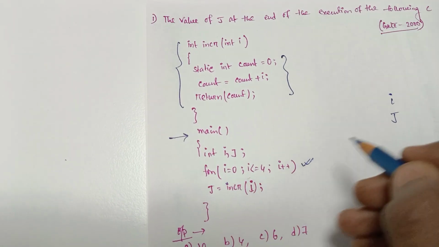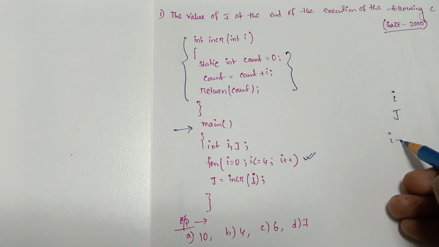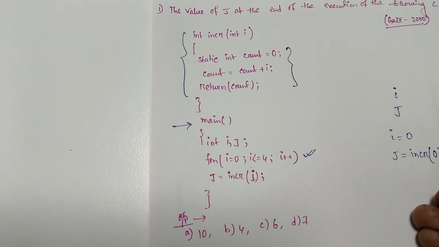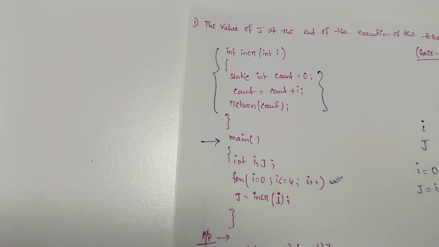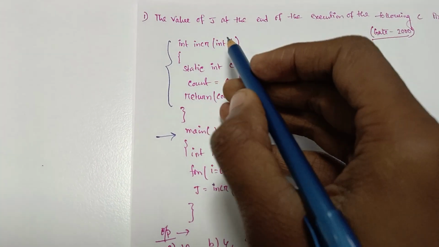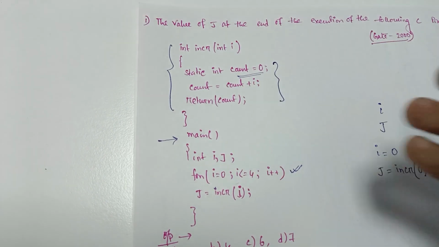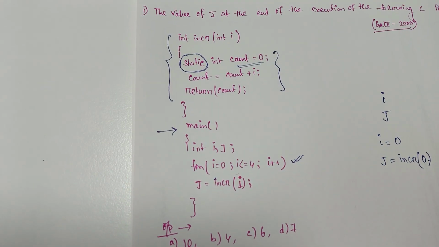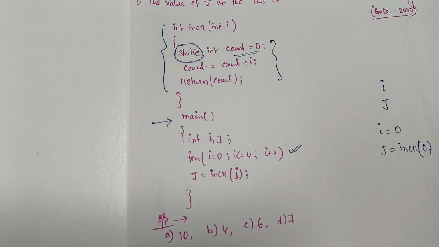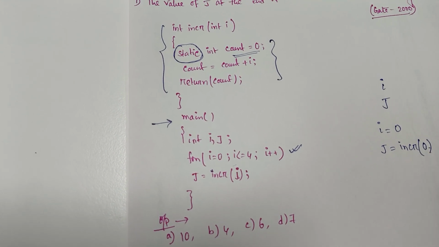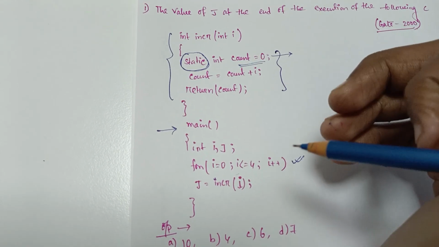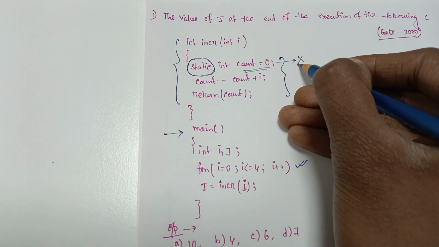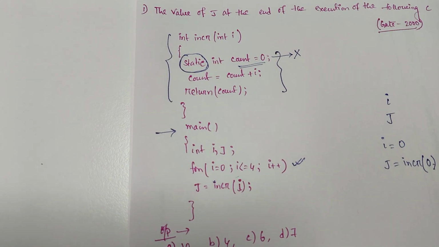For the first i equal to 0, j will call the function incr of 0. So the i value here will be 0, and 0 is passed to this function. Here is a count variable, which is a static variable. Static variables are initialized only one time. So the count initialization is executed once, meaning count is 0, and if the function is executed again, this statement is not executed again.